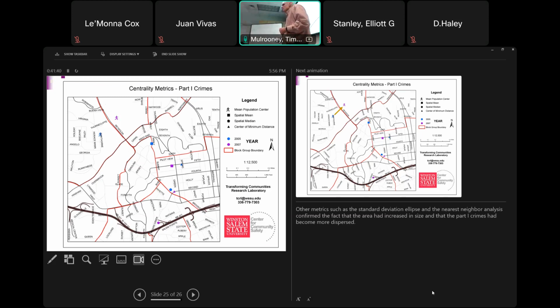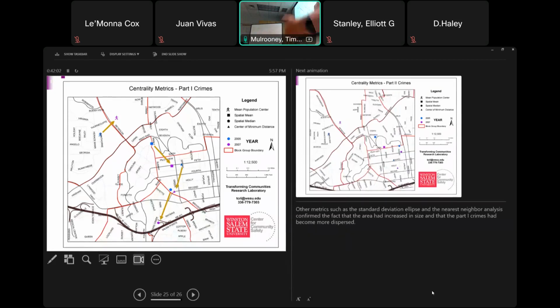Remember I was talking about change detection? Now, hopefully this will make sense. The annexed area in Winston-Salem in 2005 to 2007 moved the center of population to the north. So it gobbled up more people in the north than the south, but then all the crime moved to the south. So when I got all the new points, the spatial mean, spatial median, and center of minimum distance all moved to the south.